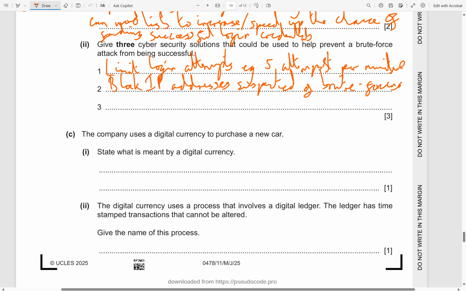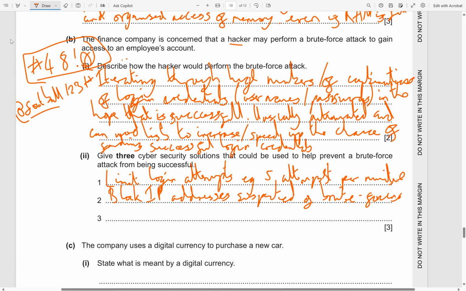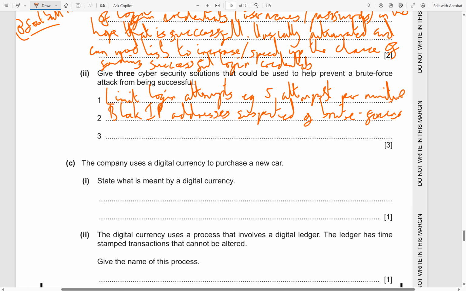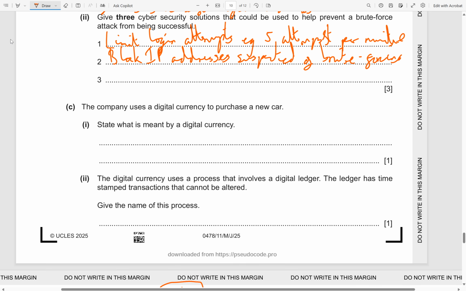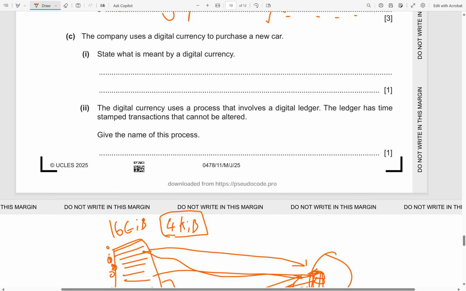And then the third one, I guess this is what we said: use strong passwords. You can also say biometrics, or two-factor authentication, but let's go with use strong passwords. Again, maybe here you want to give an example, e.g., lowercase, uppercase, numbers, symbols. I'm not going to write that, although in the exam you can probably write that if you want. I think just two more.